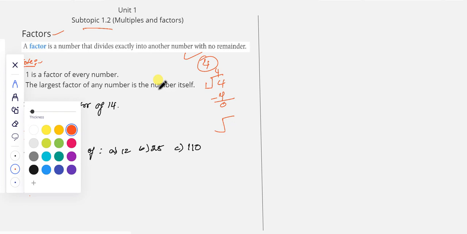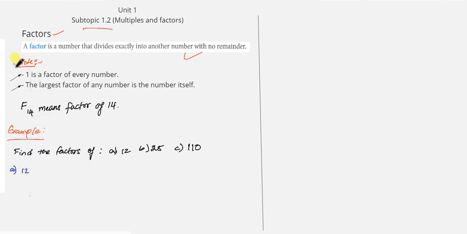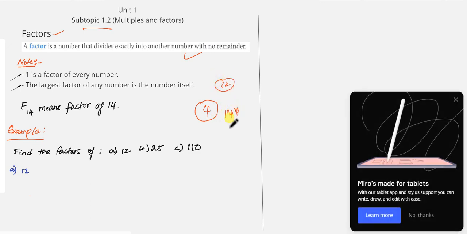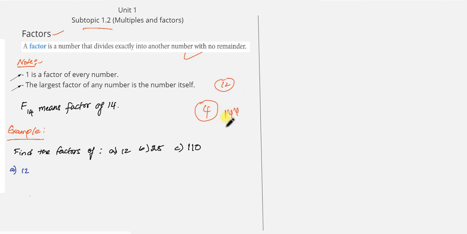Okay. There are some key points you need to remember for these factors. Note that 1 is a factor of every number. That means any number can always be divided by 1, and the largest factor of any number is the number itself. So let's say if we have 4, the largest number by which we can divide 4 is the number itself. If we have 12, the largest number by which we can divide 12 is 12. Let's say we have 144, the largest number by which we can divide 144 is 144.